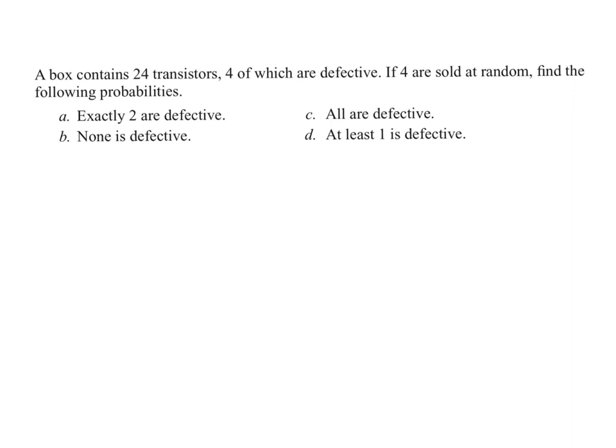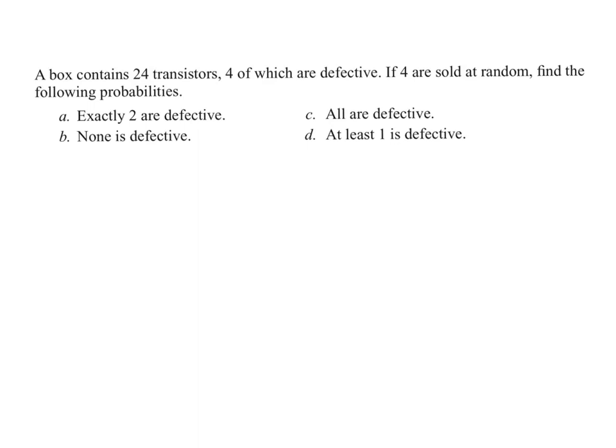So here's what we're trying to figure out in part A. We're going to pick 4 of these transistors. Exactly 2 of them are defective, which means 2 of them are not working, and then the other 2 are totally fine. There's no issue with them at all. Okay? So we're going to choose 2 from the 4 that are defective, right?